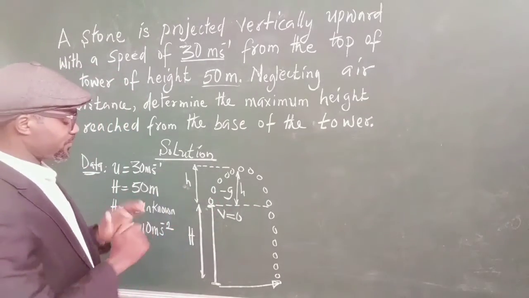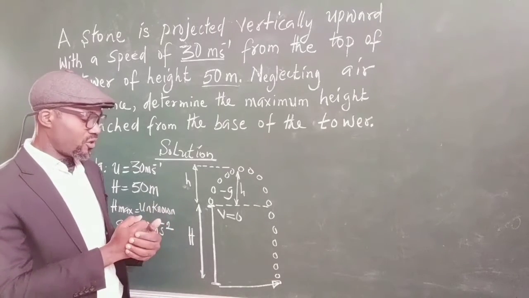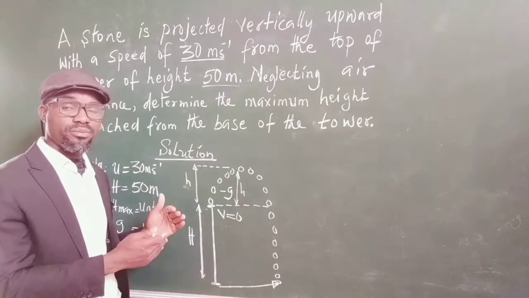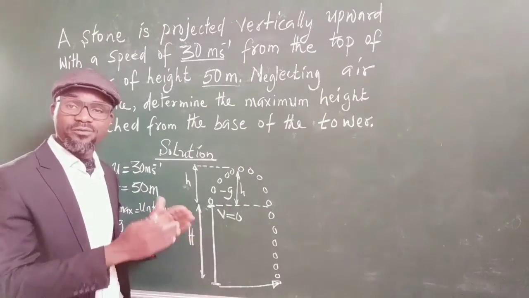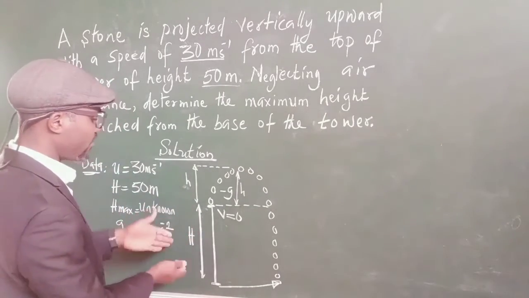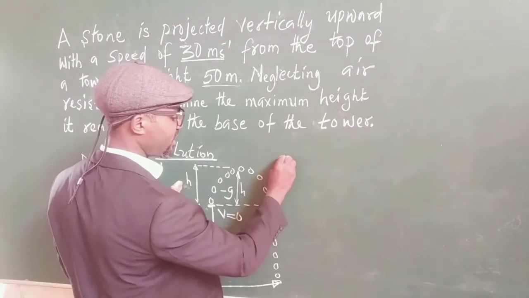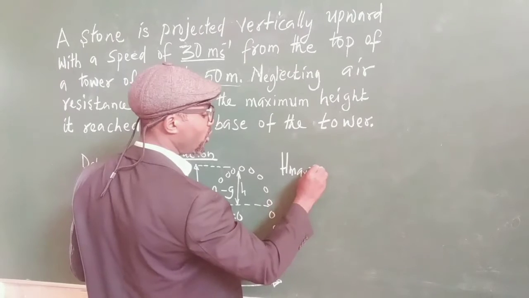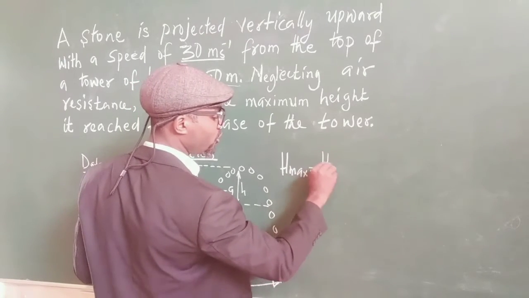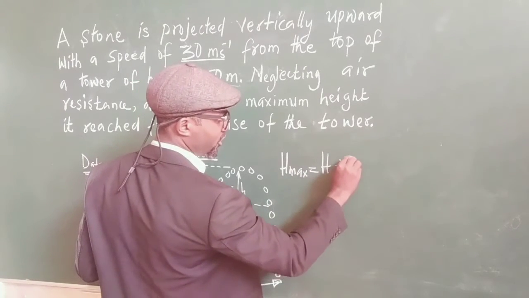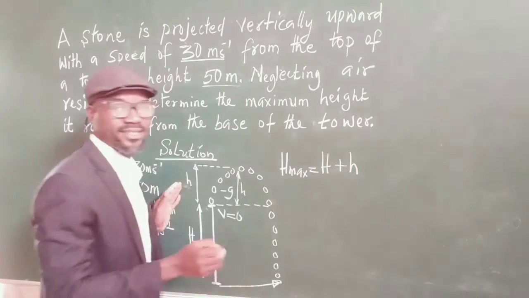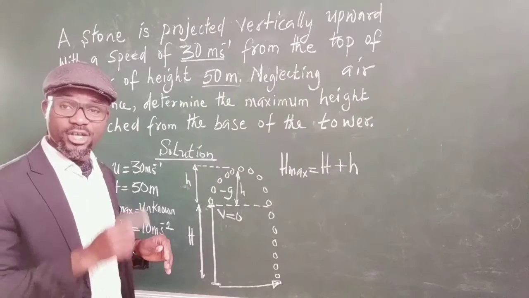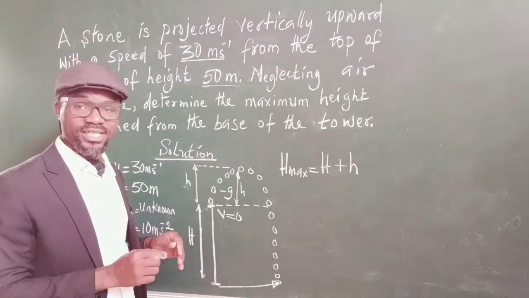Having said that, the next thing we're going to look at before applying the appropriate formula is the summation of this. The maximum height, h max, can only be found by considering the height of the tower and then the small height attained by the object itself when it is projected vertically.